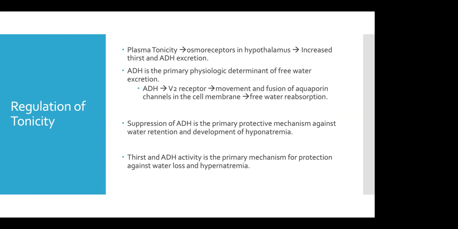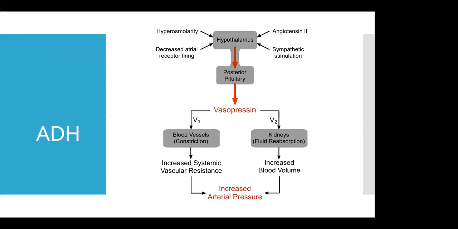Suppression of ADH is the primary protective mechanism against water retention and hyponatremia, whereas thirst and activation of ADH is a primary protective mechanism for hypernatremia and water loss. This is basically a pictogram of what we talked about, the ADH or vasopressin response.